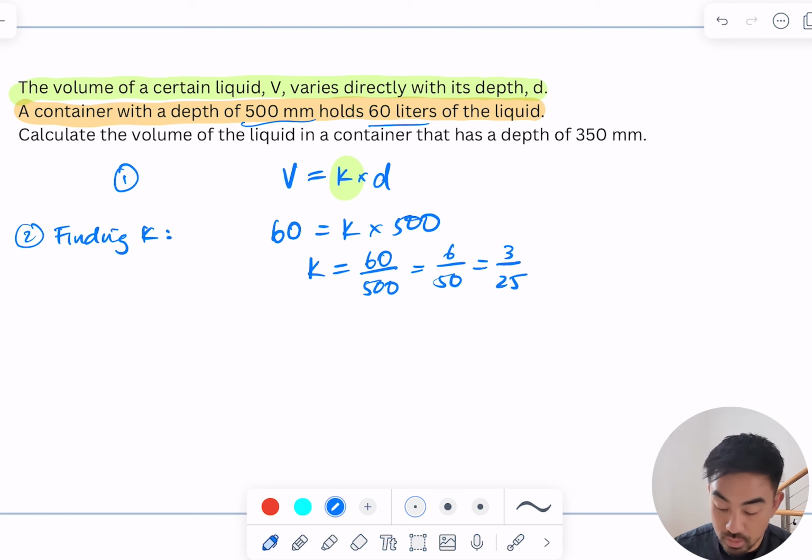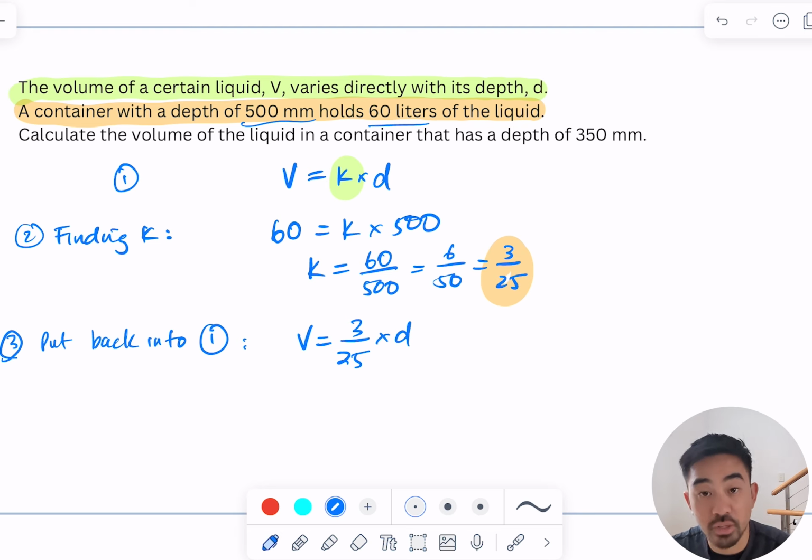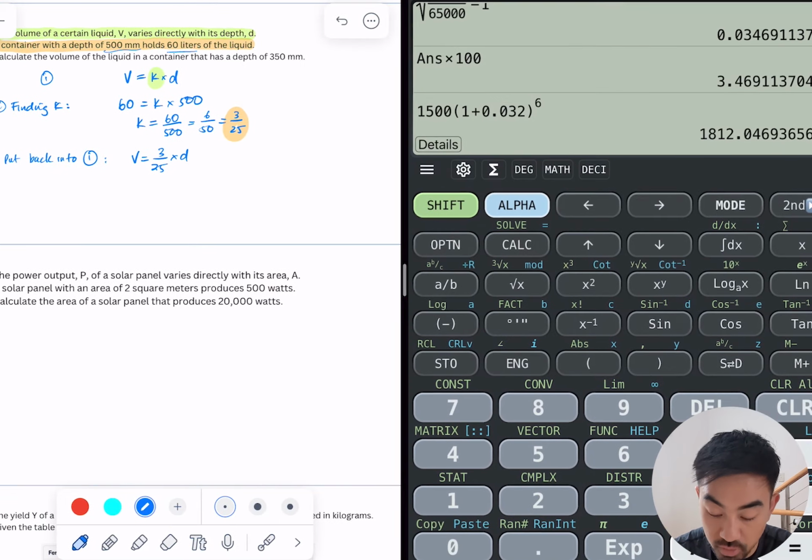Now, once you've done that, you need to put this K, so put this number back into the equation. So put back into step one. So V is going to be equal to 3 over 25 times D. So that is your variation equation. Now, you can use a decimal to represent the fraction. Sometimes it's easier for some people.